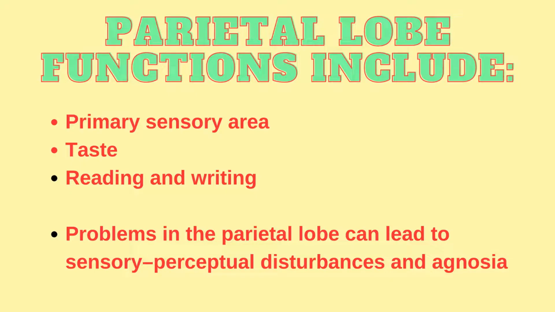Now, the functions of the parietal lobe include the primary sensory area. It functions for taste, it functions for reading and writing. So, anytime there is a problem or damage going on with the parietal lobe, this is going to lead to sensory perceptual disturbances and agnosia. Now, let me ask you this. What does agnosia mean? Agnosia is the loss of ability to identify objects or people.